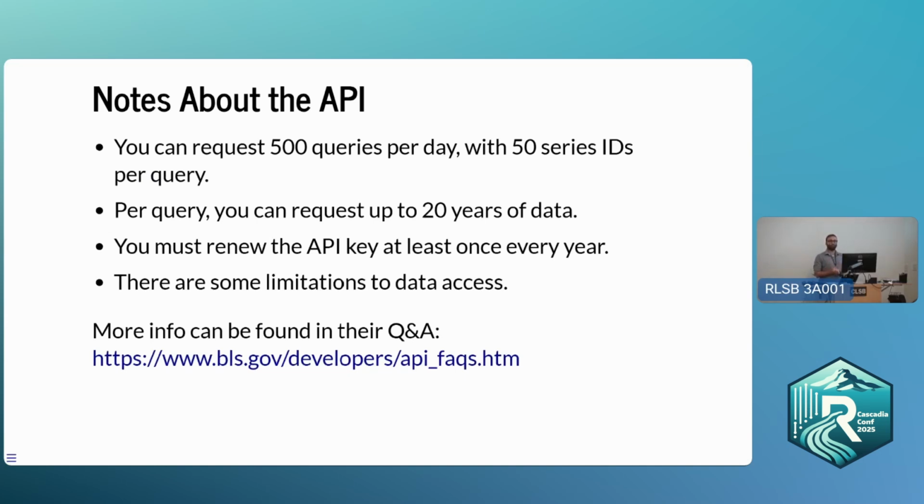And there are some limitations to data access. If you want to break it down by Metroplex, some series are not available. It will be like the general series. And then it will give you the data in a month yes, month no format, so it will skip over a month when you try to get more specific. And sometimes it might not even give you the data at all. To get answers to those questions, you can visit their Q&A in here.